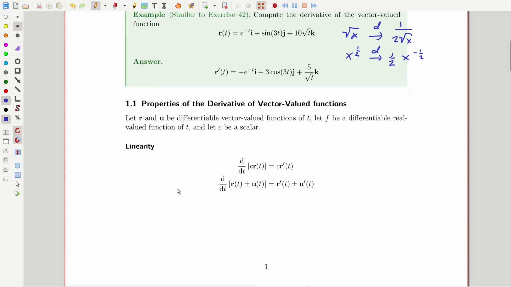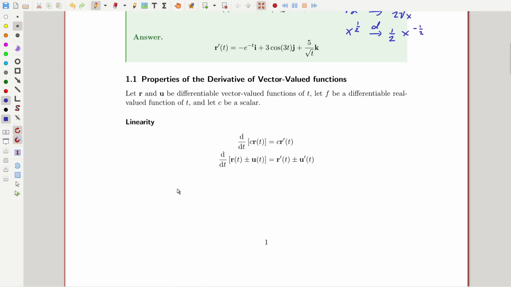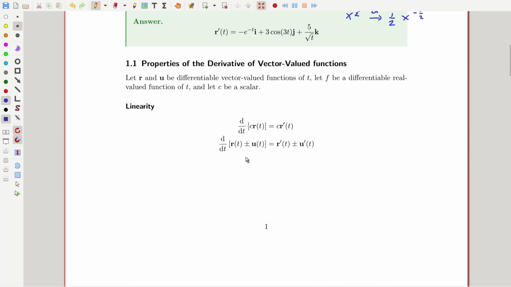Right. Now some properties of the derivative. These are nice to know, but I don't think that you see these being used in the homework. But it's just good things to know. So first of all, the derivative for vector-valued functions is linear, just like how the derivative is linear in ordinary Calc 1. So scalars you can pull out of the derivative, and you can distribute the derivative over terms, right? So pluses and minuses.